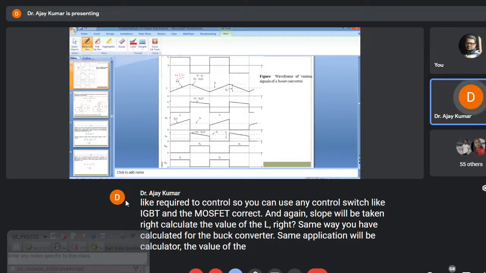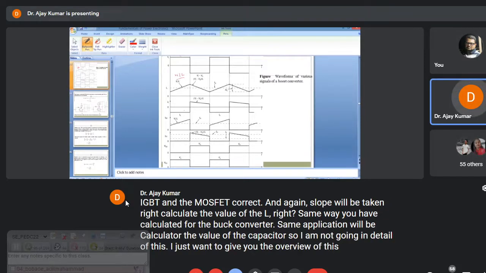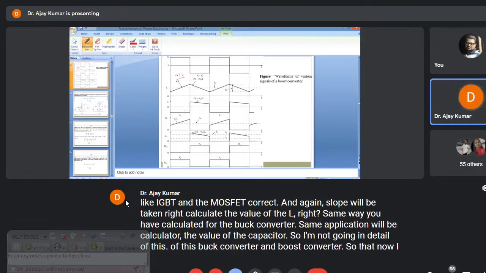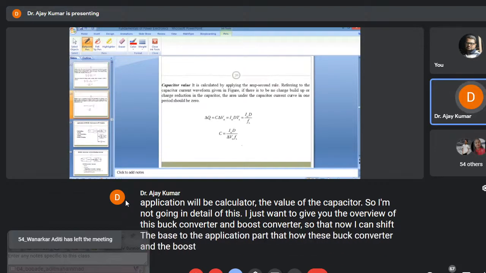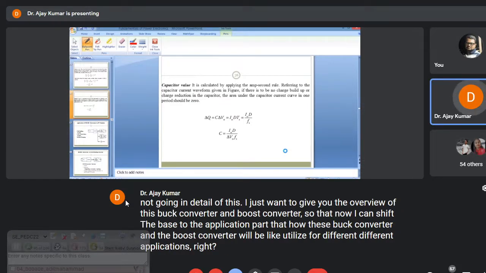I'm not going into detail on this. I just want to give you an overview of the buck converter and boost converter, so that now I can shift the base to the application part, that is, how the buck converter and the boost converter are utilized for different applications, right? So, the application of this DC to DC converter in the PV system.